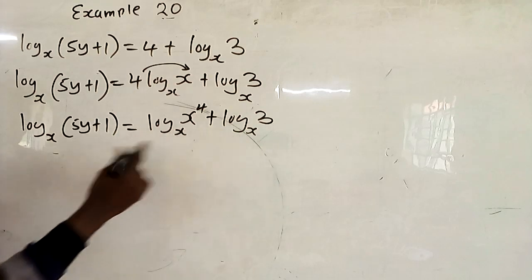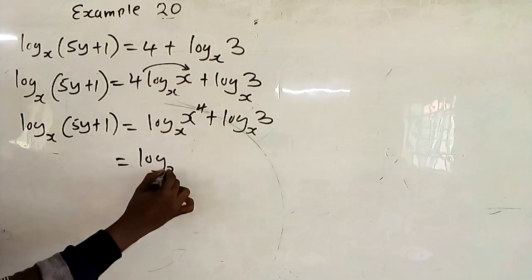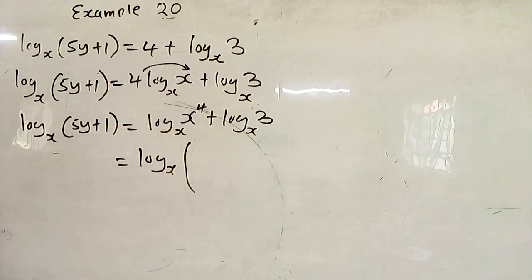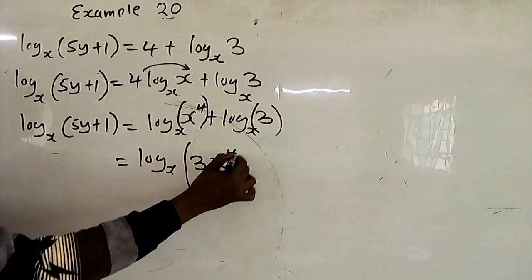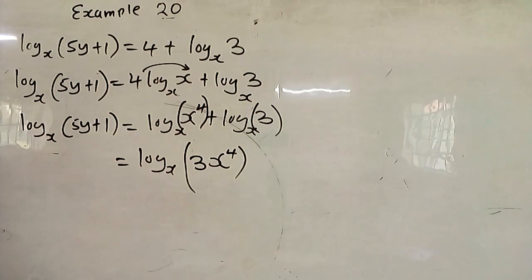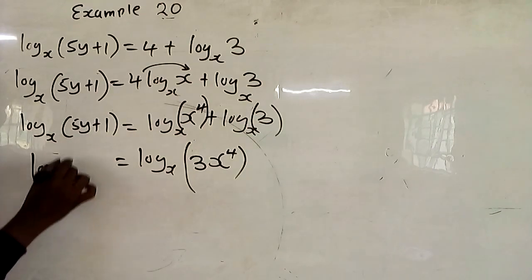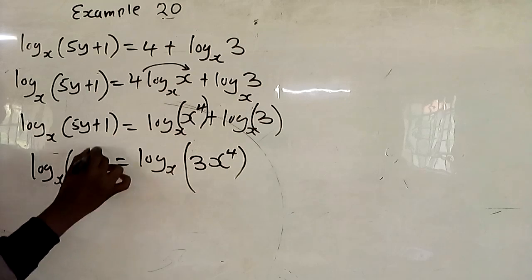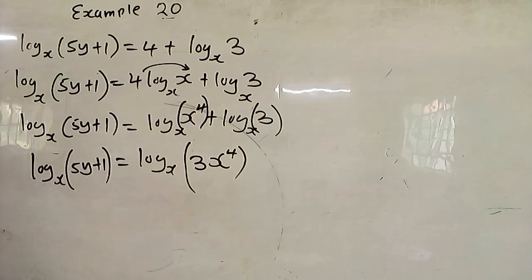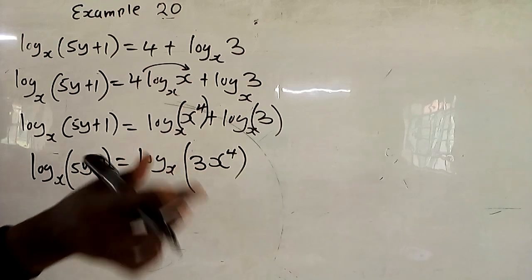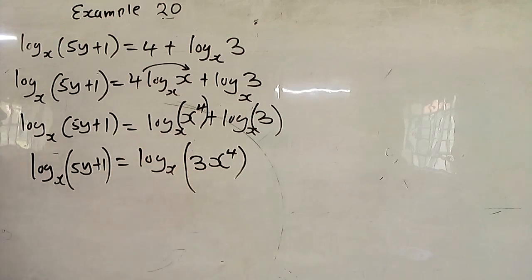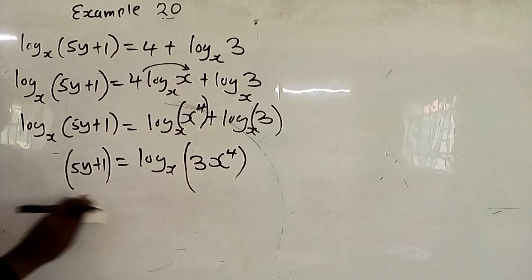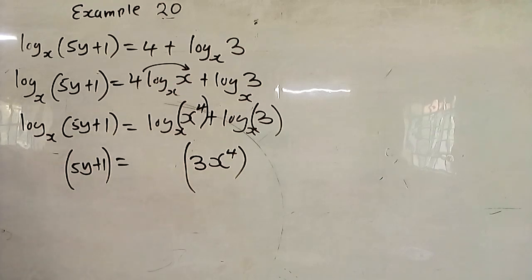We can now join this. So when you remove log to base x outside, addition changes back to multiplication, isn't it? So we now have x raised to power 4 times 3, which will give you 3x raised to power 4, isn't it? Then on this side of the equation, of course, it is already one term. It is log to base x of 5y plus 1. So if you reach this level, it means you can now ignore log to base x on both sides of the equation, isn't it? Are we together there? So if you ignore log to base x on either side of the equation, what do you remain with? You remain with 5y plus 1 is equal to 3x raised to power 4.